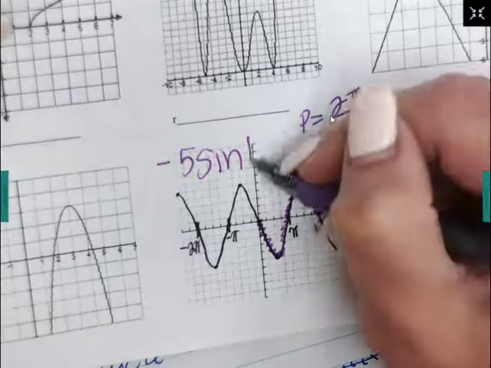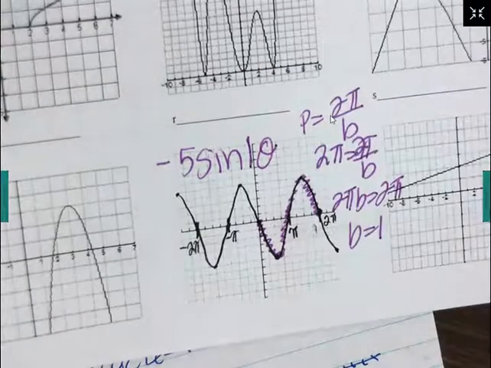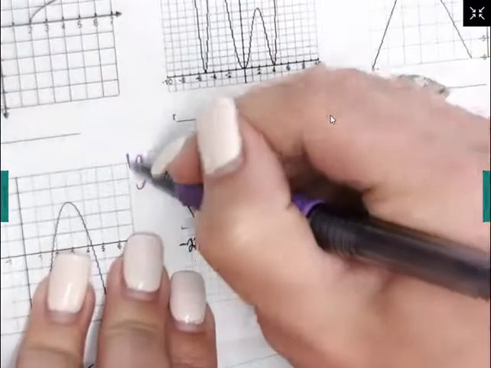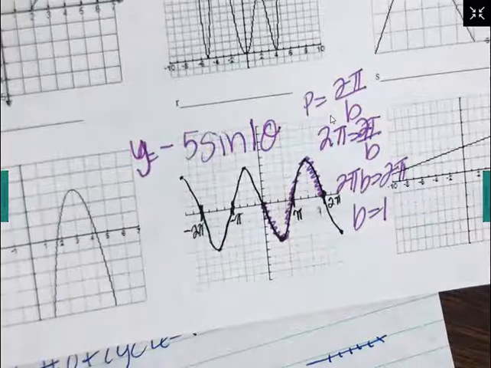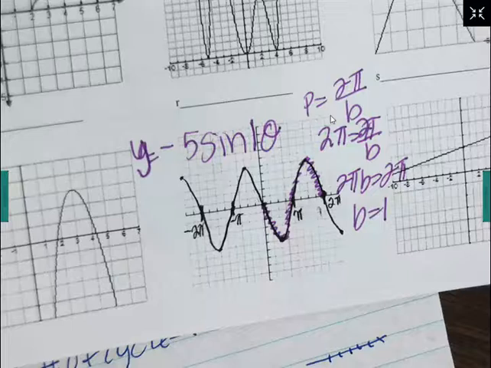So sine of 1 theta, and you don't have to put the 1, you could just put the sine of theta. This is the equation. It kind of looks funky there, doesn't it? All right, any questions? Any other questions?